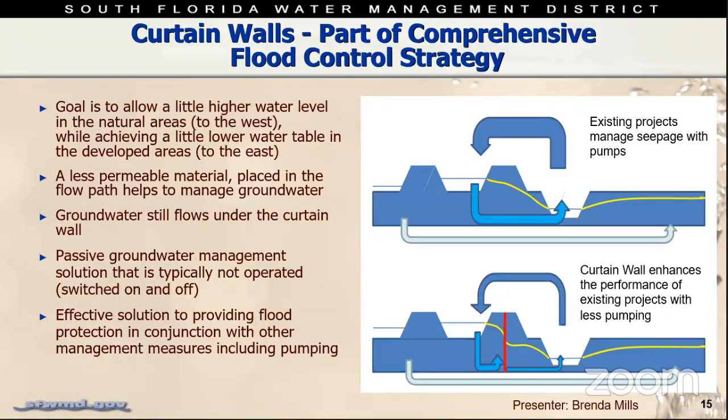So the other advantage of a curtain wall is that it's a passive groundwater management solution, not operated, and it also will help reduce the amount of operations we have to do with our pump stations. It will reduce the amount of volume needing to be pumped. Next slide.